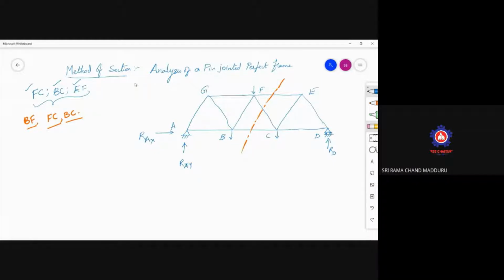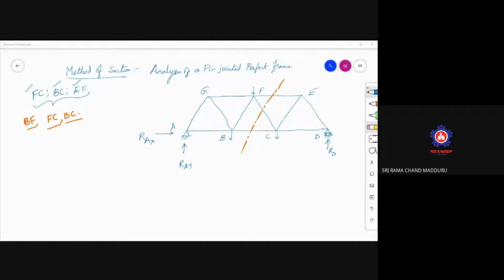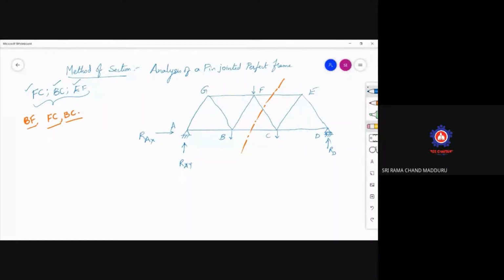How many equations of equilibrium do we have? Can any one of you say? We have to say summation of the horizontal forces is equal to zero, summation of the vertical forces is equal to zero, summation of the moment about a point is equal to zero. So considering these three equations of equilibrium, you have sigma Fx equal to zero, sigma Fy equal to zero, sigma M about a point equal to zero. Three equations of equilibrium are available.